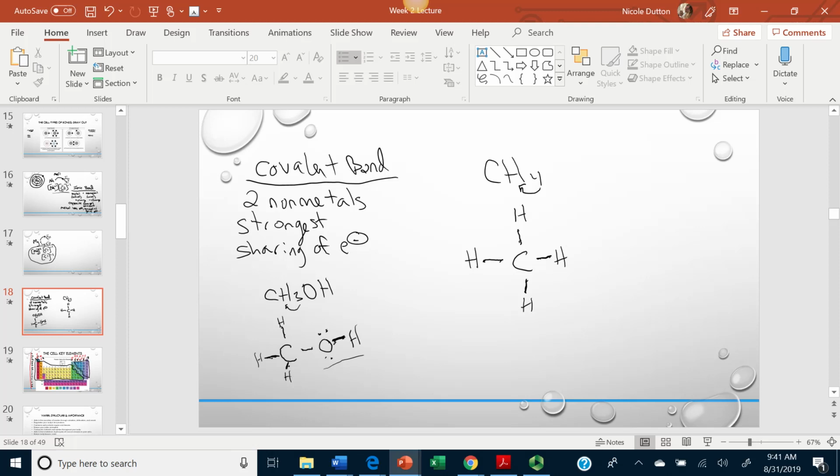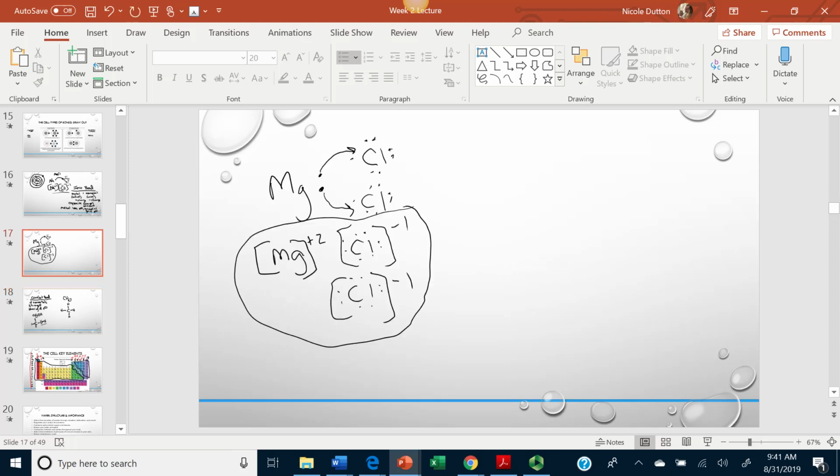So the information's there. Hopefully it made sense to you guys, but you definitely need to know the difference between an ionic bond and a covalent bond. So ionic, that's where opposite charges attract. Covalent bonds, that's where you have a strong bond formed due to a sharing of electrons.